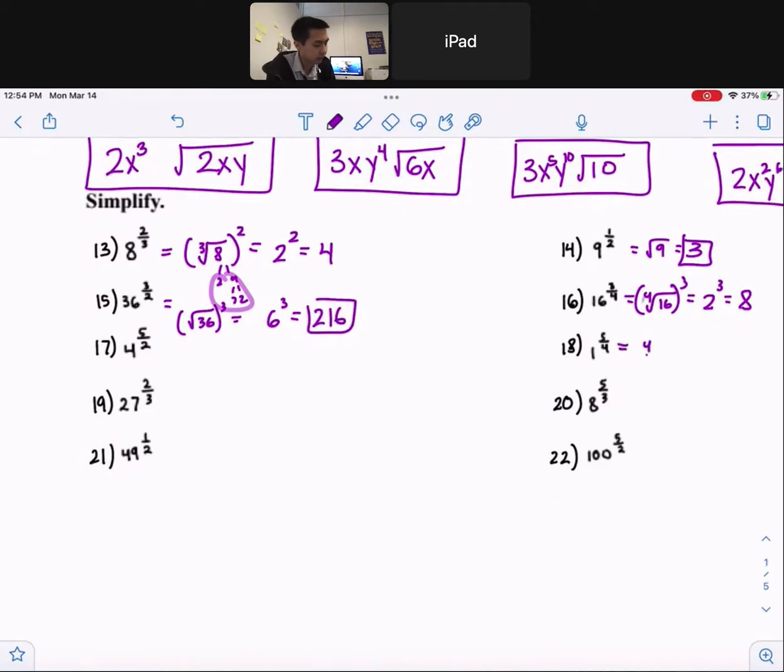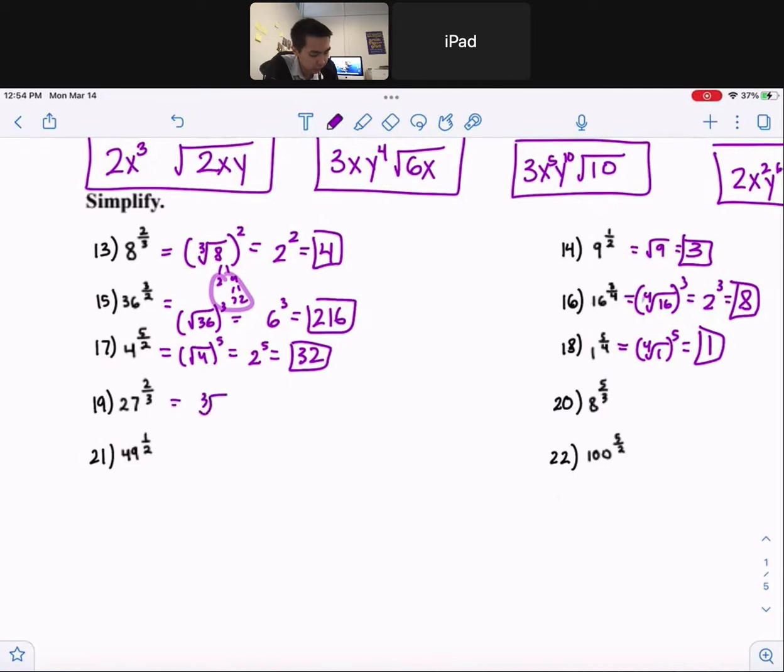18. Now the fourth root of 1 to the 5th. Well, what times what is 1? 1. 1 to the 5th is 1 times 1 times 1 times 1 times 1, which is 1. So 1 to any power is just going to be 1. 17, the square root of 4, all raised to the 5th. Square root of 4 is 2. 2 to the 5th, 2 times 2 times 2 times 2 times 2, is 32.